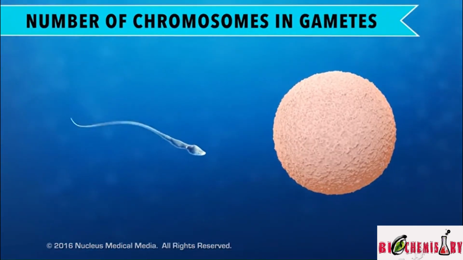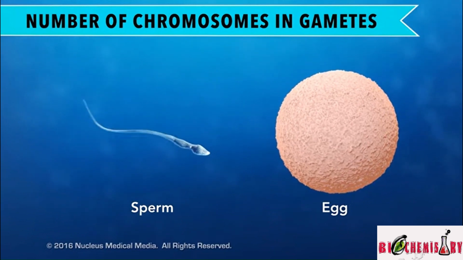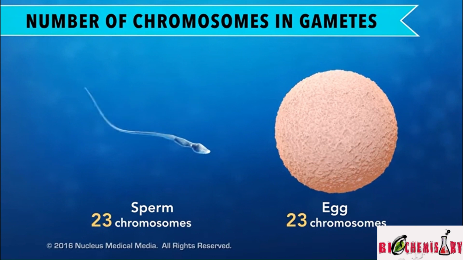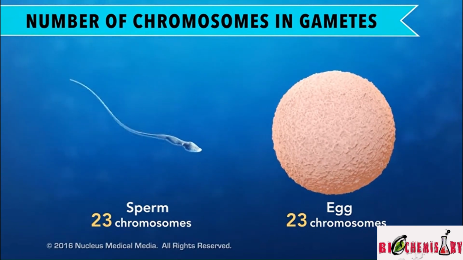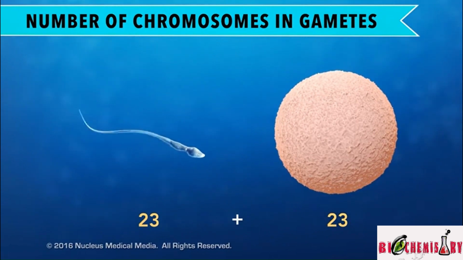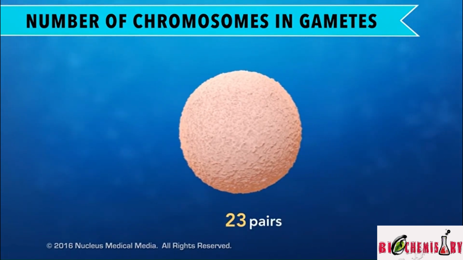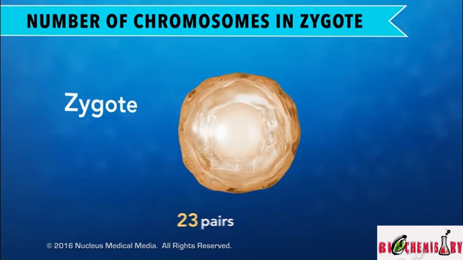Gametes are the exceptions to this rule. Human eggs and sperm have only one chromosome from each pair, for a total of 23. And, unlike somatic cells, gametes are not genetically identical to their parent cells. When a sperm cell fertilizes an egg, they both contribute their 23 chromosomes. This fused cell, called a zygote, now has 23 pairs of chromosomes, for a total of 46.